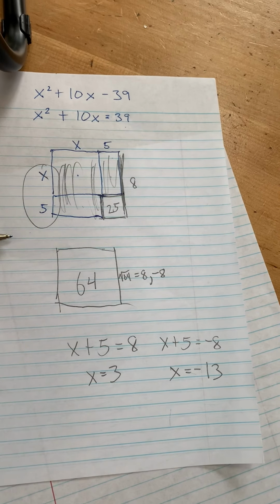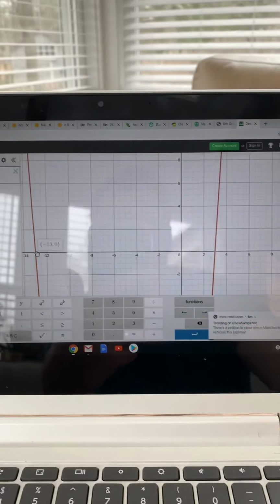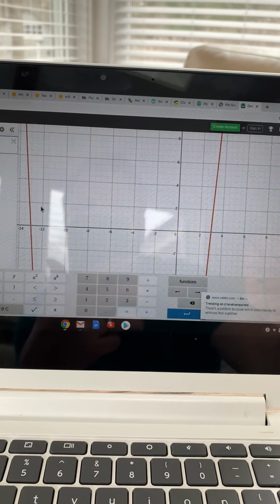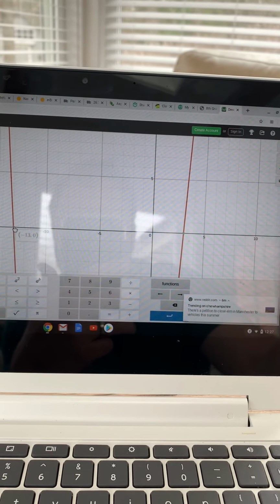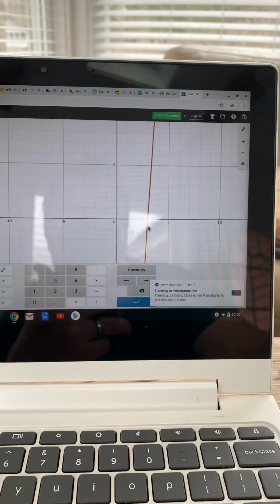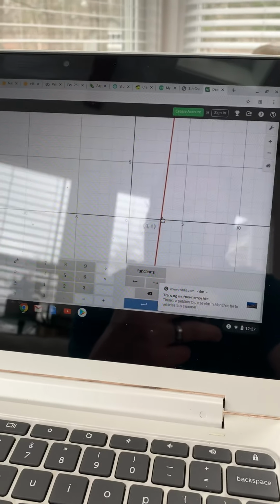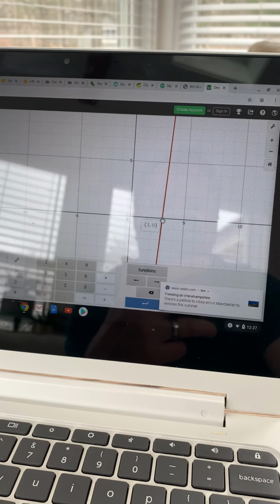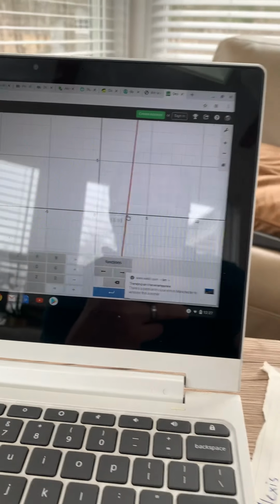And I just pulled up Desmos on the computer before I did this just to double check my solution. And it shows me that there, the solution is negative 13, and there, if you can see it on this, the solution is 3. Okay, so I hope that helps.